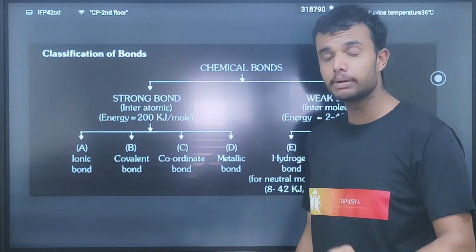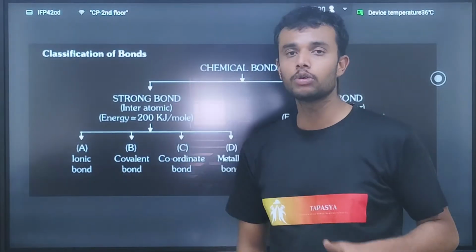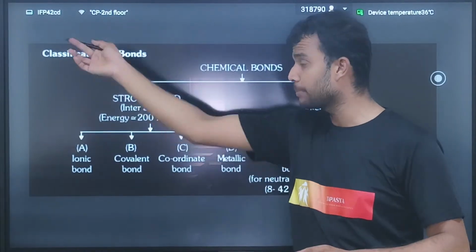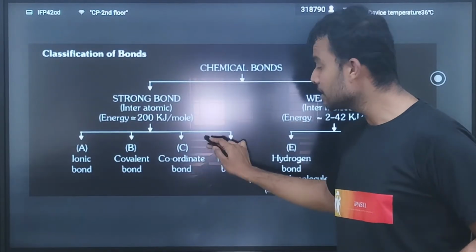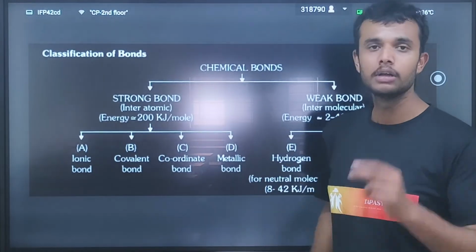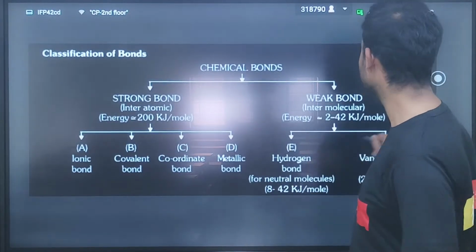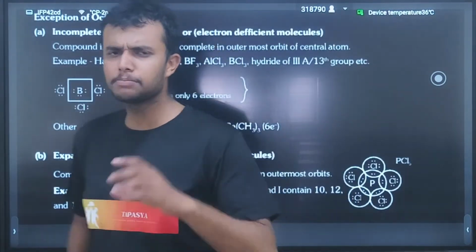Ionic bond means, very simple guys, one element completely transfers the electron to the other element, and the other element accepts it. Example: NaCl. Similarly, covalent bond and coordinate bond. We are already discussing coordination compounds, which are very important. My dear students, then the metallic bond, the bond with the metal, and the hydrogen bond. This is a weak bond.